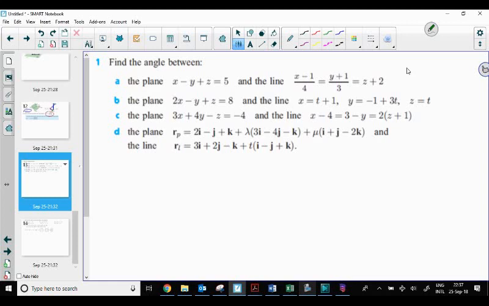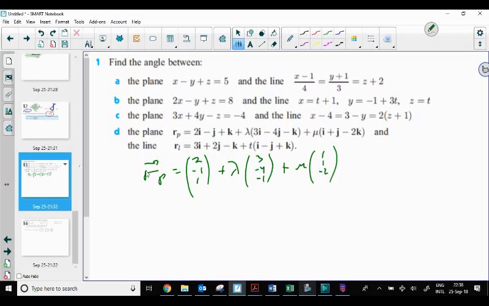I don't know about you, but I really can't stand reading these equations in this form. So I would have to rewrite these. So the equation for that plane is going to be (2, -1, 1), that's the fixed point, plus lambda (3, -4, -1). That's my first direction vector. And then here's my second. And the equation for my line is going to similarly be (3, 2, -1) is my point, and then t is my parameter now, (1, -1, 1).